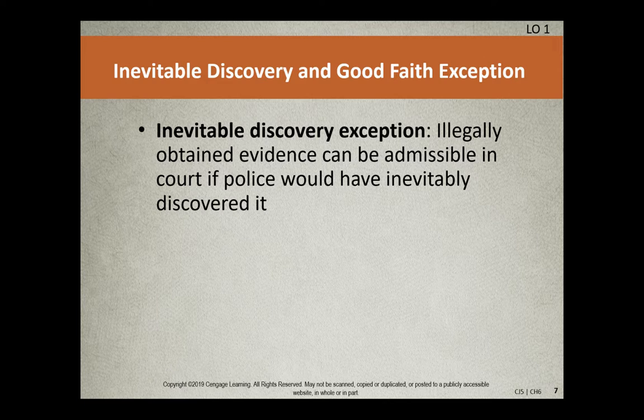The inevitable discovery exception is defined as the legal principle that illegally obtained evidence can be admissible in court, meaning it can be used in court, if the police, using lawful means, would inevitably have discovered it. So if it was inevitable that they were going to discover that gun as soon as they got a search warrant to come in and do that, which was going to happen, that falls under the inevitable discovery exception.